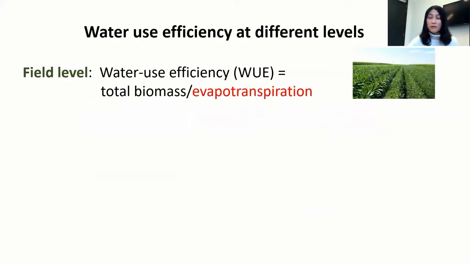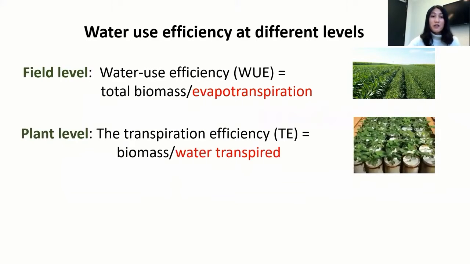At the field level, it is called water use efficiency. It's the ratio of total biomass to evapotranspiration. The water loss here is a combination of evaporation from the soil surface and transpiration from the plant canopy. But when the water use efficiency is measured at the plant level or the pot level, it is termed transpiration efficiency. It is a ratio of biomass to water transpired.